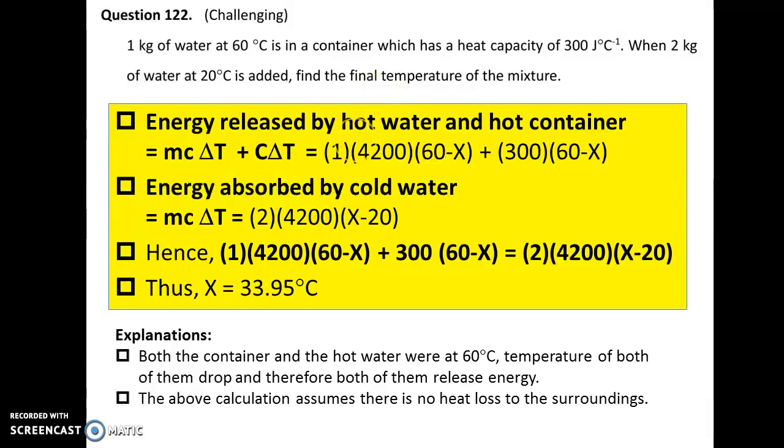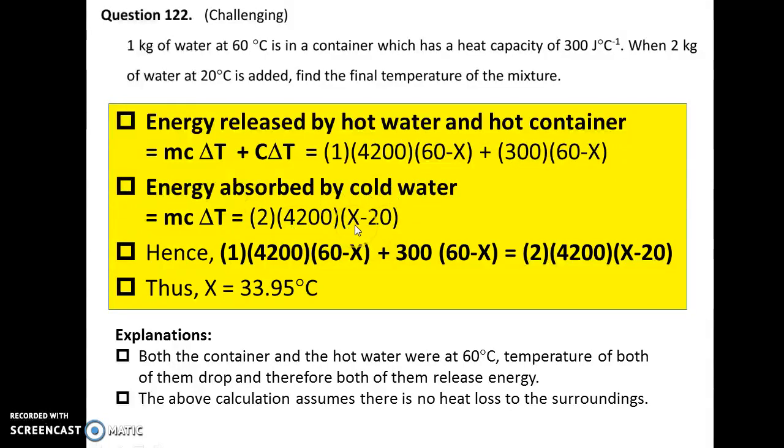So there are two hot objects, one is hot water and the other is the hot container. Both of them release energy when they are mixed with cold water. The hot water releases that amount of energy, while the hot container releases this. Altogether, it will be absorbed by the cold water.